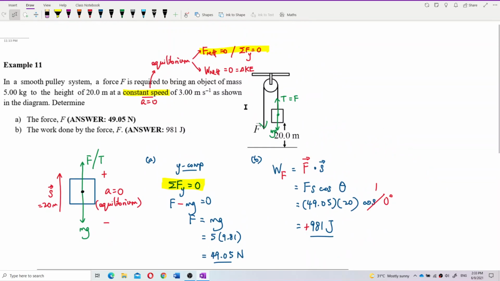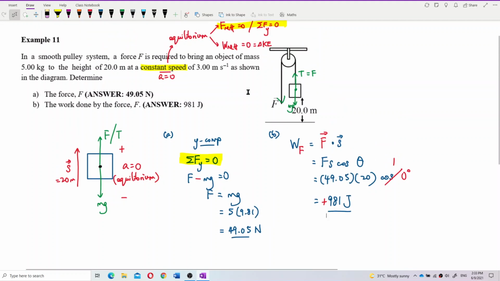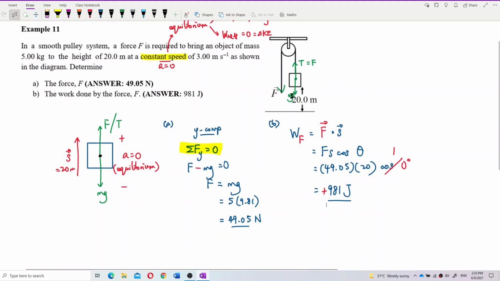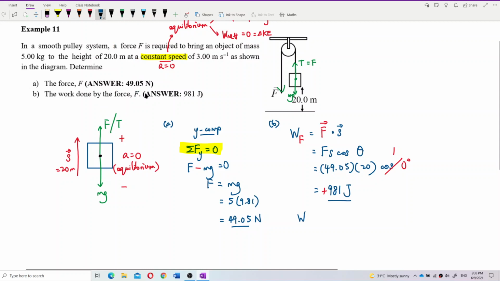If you want to look further, net work done is equal to 0. Why? Maybe we can prove it, whether the net work done is equal to 0. First of all, we find the work done by gravity. Let's find out the work done by gravity. Actually, just now the answer until here is okay already. This is work done by force F. Now I want to find further.